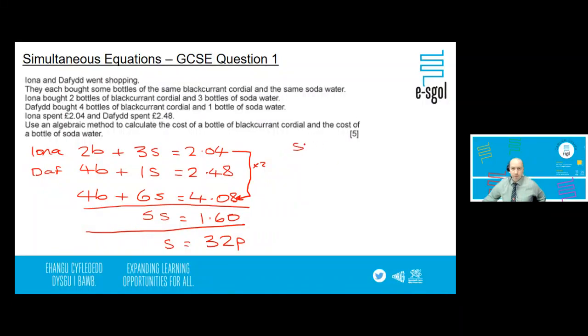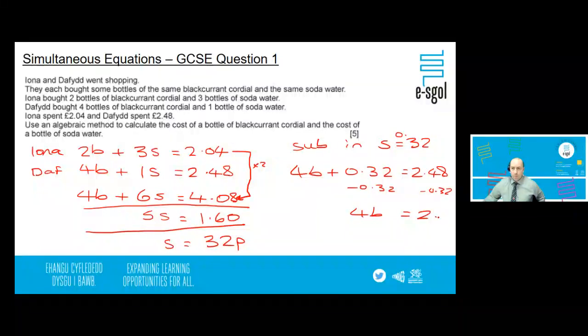And then as I did before with the other questions, I'm going to sub in S equals 32, but in fact it's going to be 0.32, so I'm just going to put a 0 point in front of that. So I'm going to sub it into this equation, maybe the middle one as you're looking at the screen. So 4B plus 1 times 0.32, so I'm just going to leave that as 0.32, equal to 2.48. I'm going to take away 0.32 from both sides, so do that both sides. That gives me a value of 4B equal to 2.16.